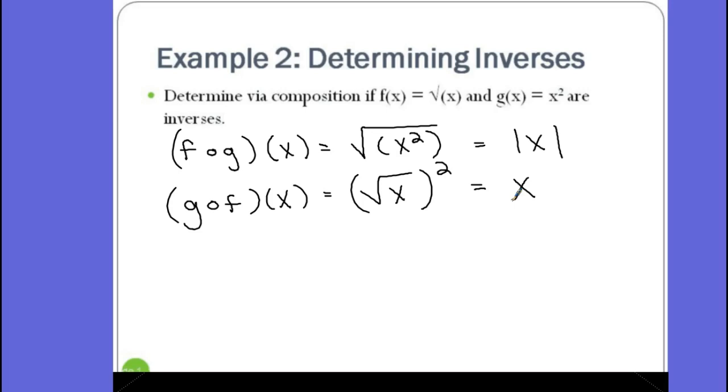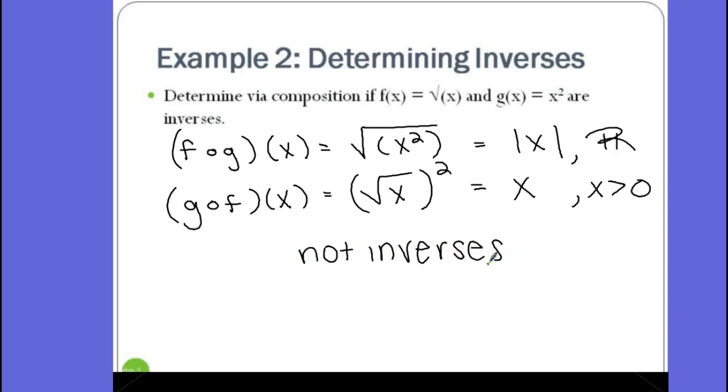Here, what's the domain of a square root? What's the domain of this? Are these the same? No. So are they inverses? No. That's why it's so critical to understand domain, range, and the rules. This absolute value of x is not the same as x.